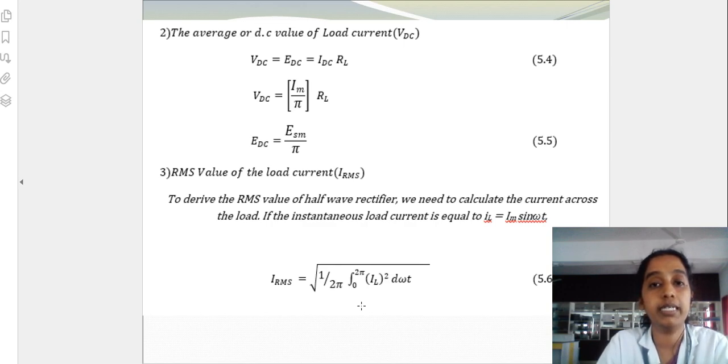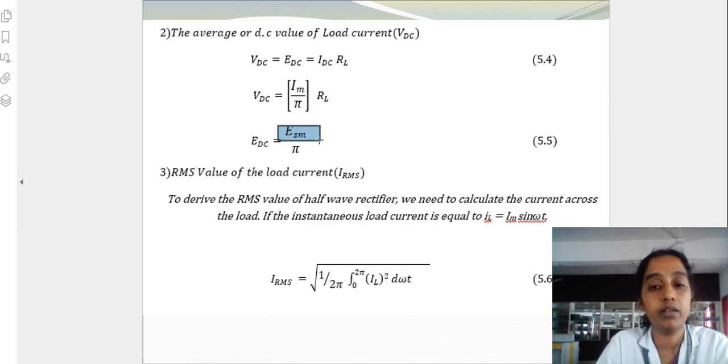So what is the DC voltage? V equal to I into R. So DC current is Im by pi into RL. So Im into RL, let me consider it as Em, maximum value of voltage, by pi.